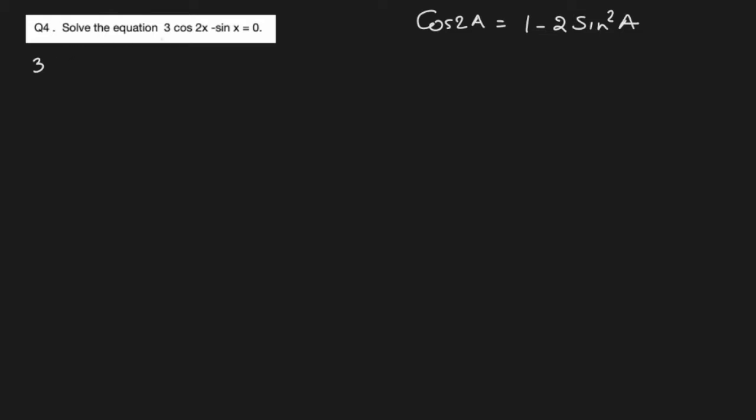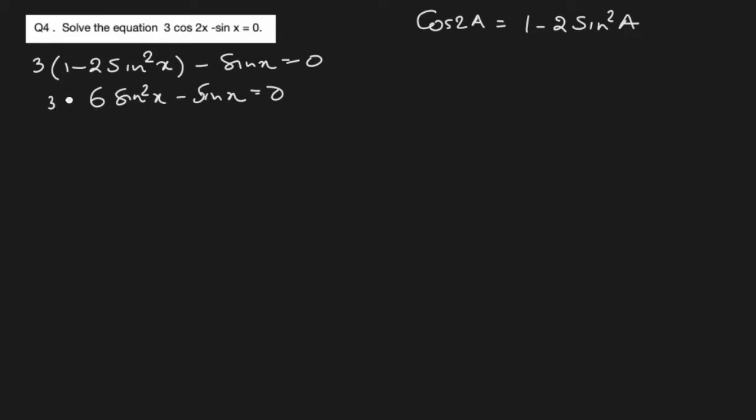So 3 remains 3, but cos 2x becomes, according to this, 1 minus 2 sine square x, minus sine x equal to 0. If we open the bracket, 3 minus 6 sine square x minus sine x equal to 0. Let's change the sign because the square one is negative, so I want to make it positive. So 6 sine square x, this will become positive as well, plus sine x, but 3 will become negative, because I'm changing the sign of all of them to make the leading coefficient positive. It'll be easier to do that.